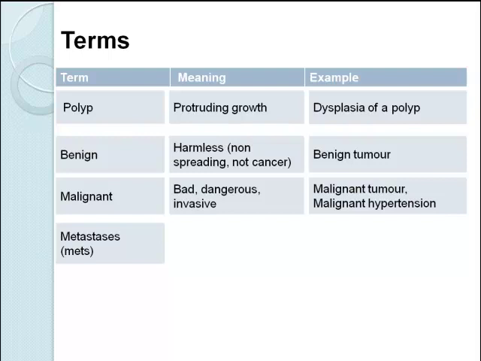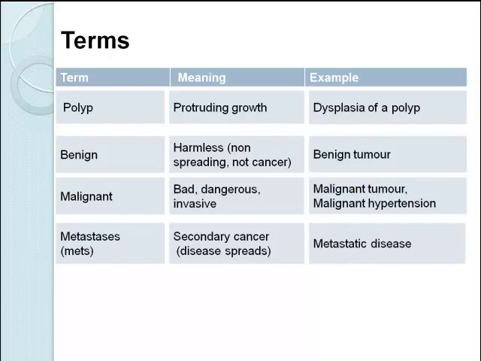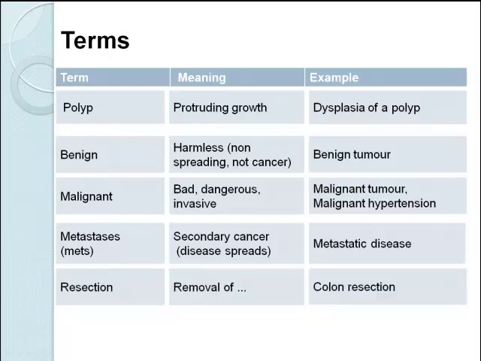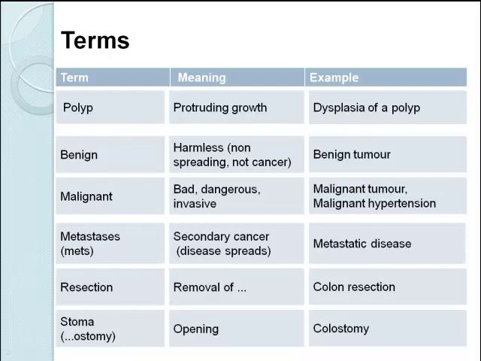Metastases, also known as METS for short, means secondary cancer. This relates to the fact that the disease has spread. So the term metastatic disease may be used to describe that a cancer has spread. Resection means removal of. So you could have resection of the colon or a colon resection, where they take away part of the colon. Stoma we know is our opening, and that the suffix ostomy relates to making an opening. Our word example, colostomy, it's an opening of the colon.